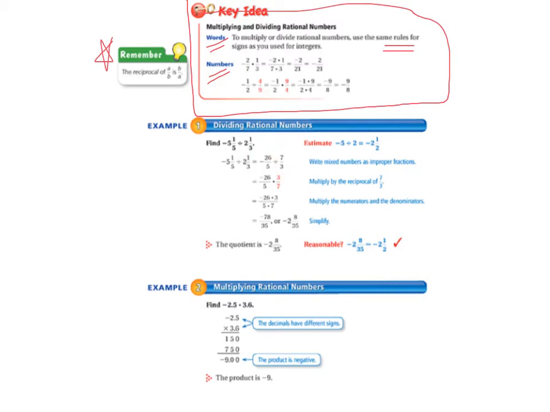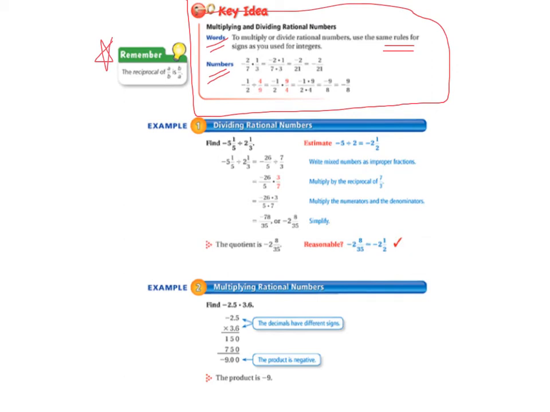And then we multiply by the reciprocal of 7/3. So the reciprocal of 7/3 is 3/7. So that gives us -26 times 3 over 5 times 7. And so we just get to multiply the numerators and the denominators. So we're down here on the fourth step. And when we do that, we get -78 over 35. And we simplify that, and it becomes -2 8/35. So the quotient is -2 8/35.